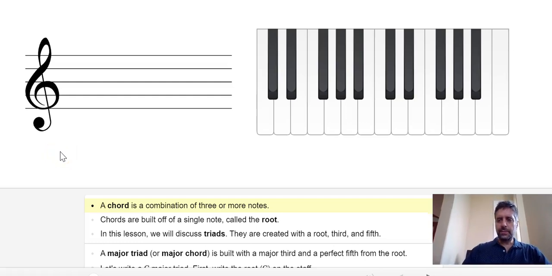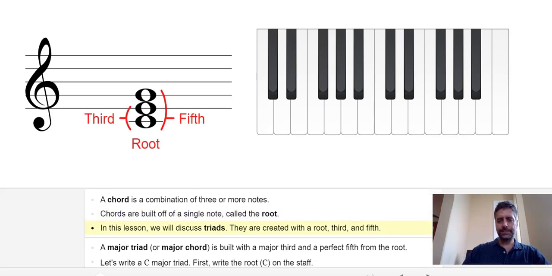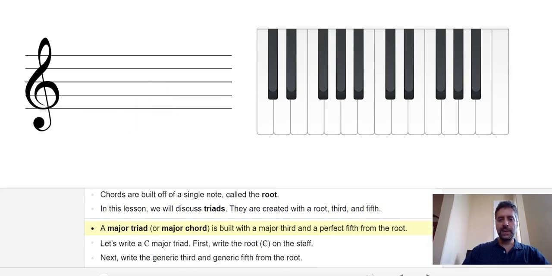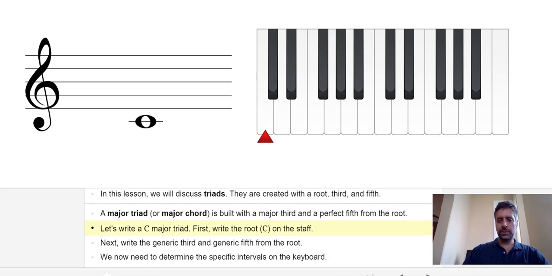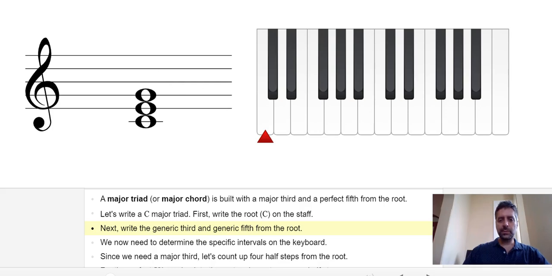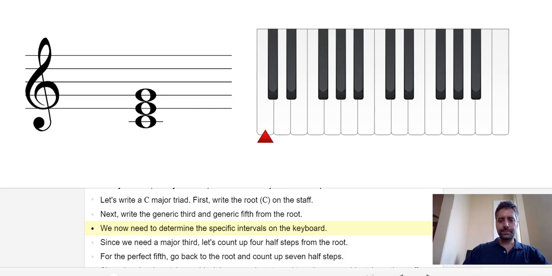We've talked about the four main types of triads, and this is a reminder of how we build different triads. A chord is a combination of three or more notes, as we know, and chords are built off a single note called the root. Triads have a root, a third, and a fifth, named after how far they are from the root. So a major chord has these three notes: a root, which in this case is C, the third, which is E, and the fifth.